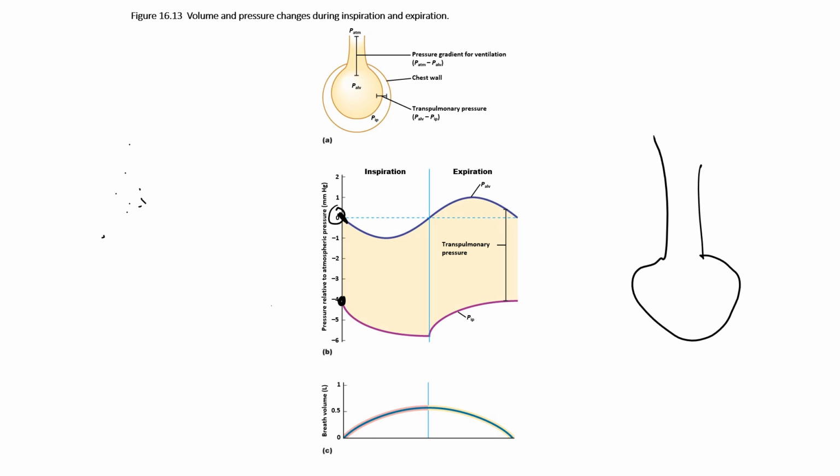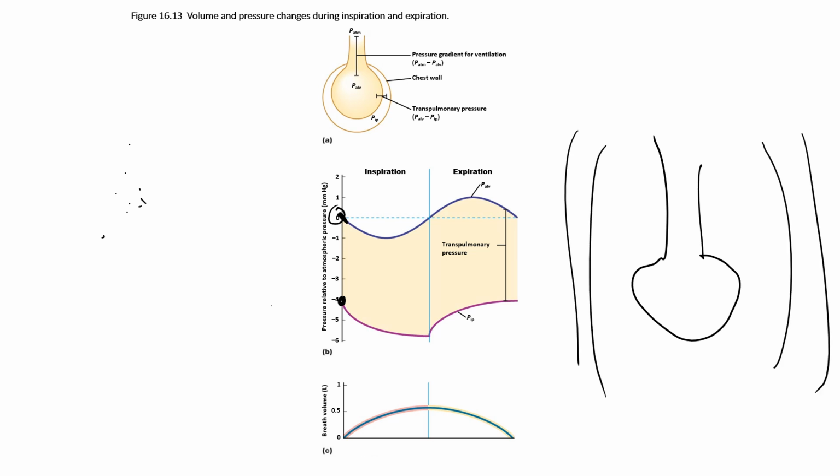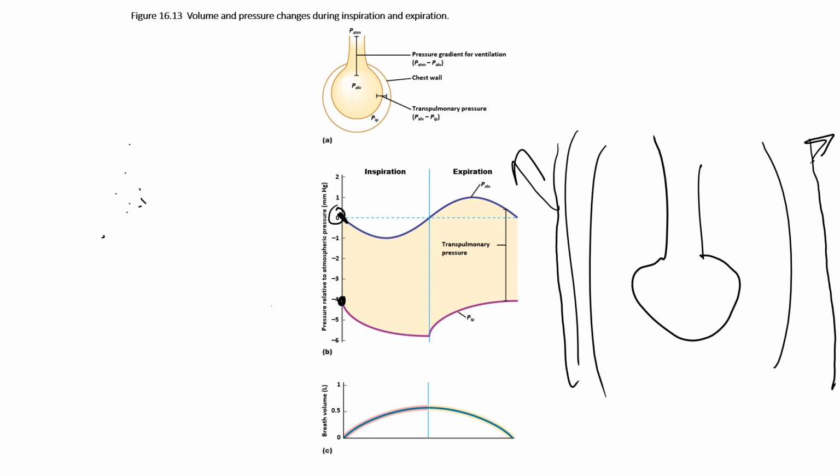When we begin to inhale, the chest wall moves up and out. As the chest wall moves up and out, what does that do? It expands the volume of the pleural cavity.